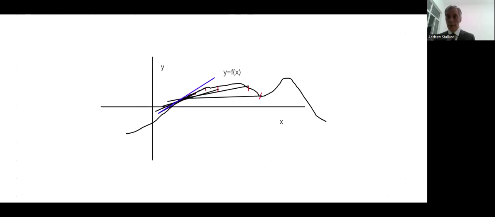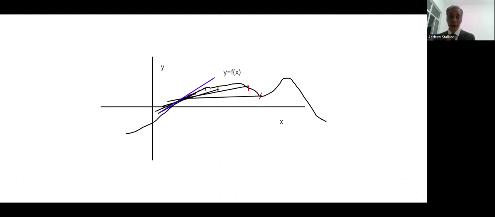Hello. What I'd like to show you now is what the derivative is in calculus. Now, let's go to this whiteboard. Y equals f of x and y equals x.